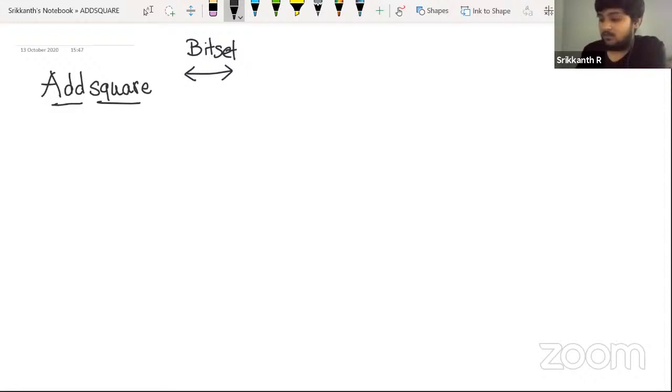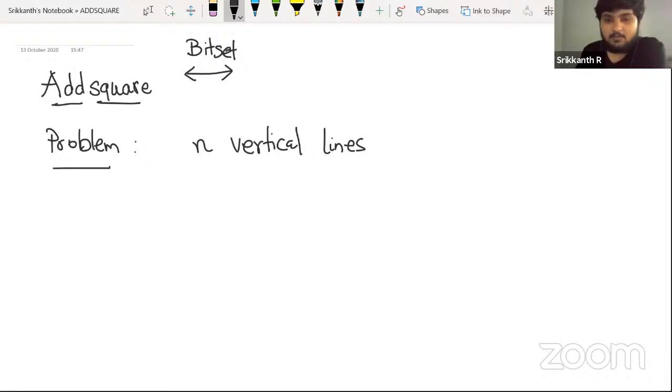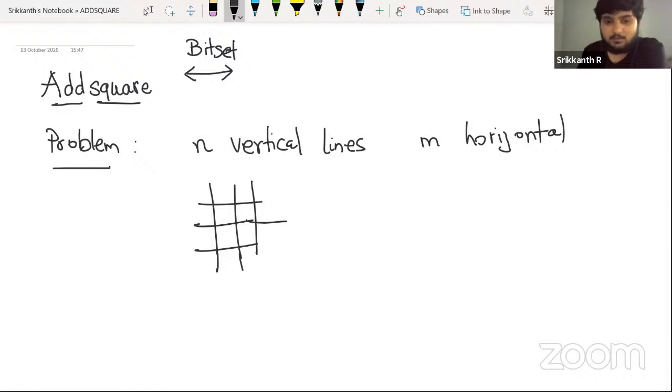So let me remind you of the problem statement. You have n vertical lines, and then you have m horizontal lines, like so. These are infinite lines. This vertical line corresponds to the equation x equals c, and the horizontal line corresponds to the equation y equals c. So you're given the values of c, and you can imagine these vertical lines and horizontal lines. They intersect with each other and they form rectangles and squares, right? So this is one rectangle, this is another rectangle.